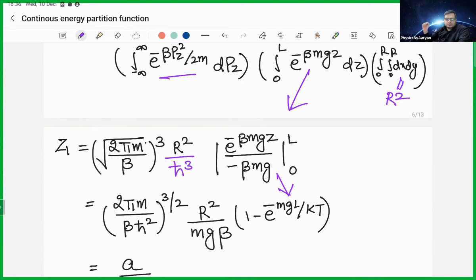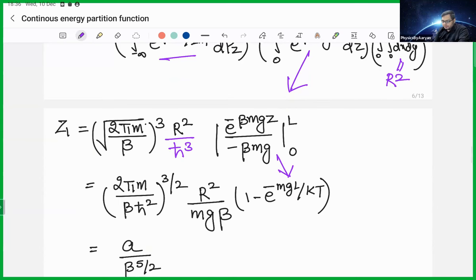Yes, here I use a little bit of logical brain. Logical brain says that mgL is much greater than kBT, so this thing is almost zero. The reason being that the power is very big, and e to the power of a very big negative number will be 0. This thing is very big because mgL is much greater than kBT, and e to the power minus a very big number.